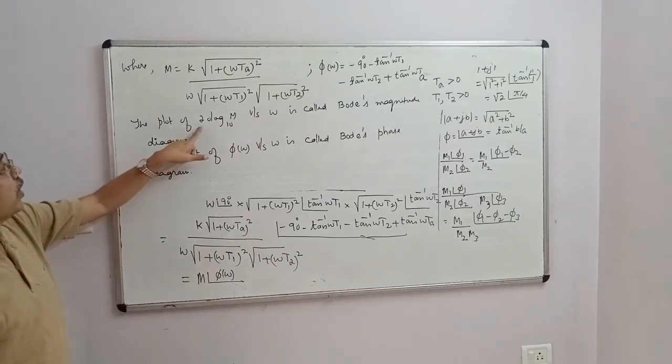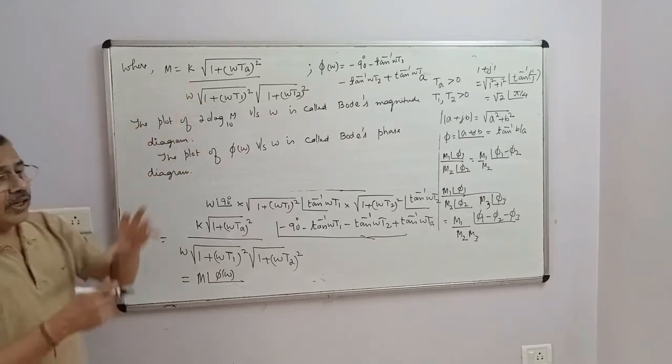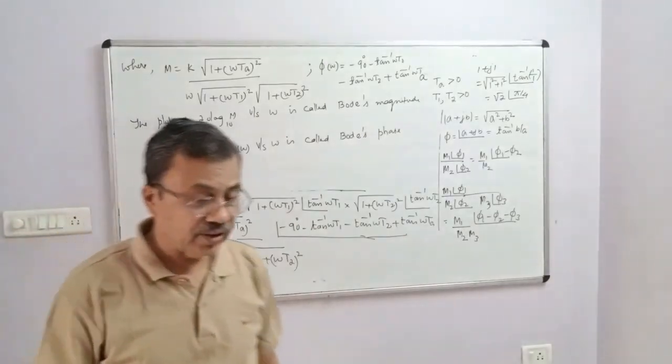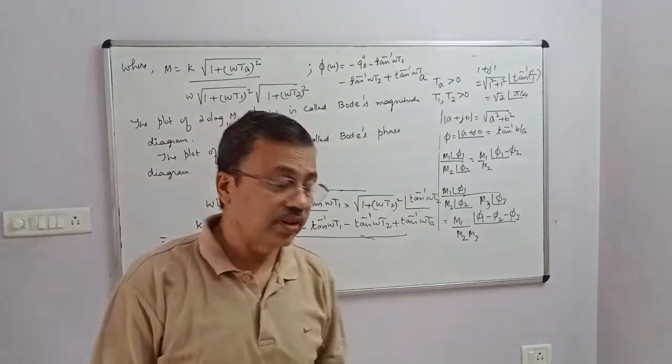Why are we taking 20 log? Because when you take 20 log on this, all the product terms will become sum terms, and that will be having an advantage which will be exploited while doing problems.